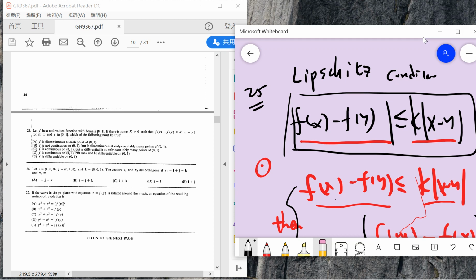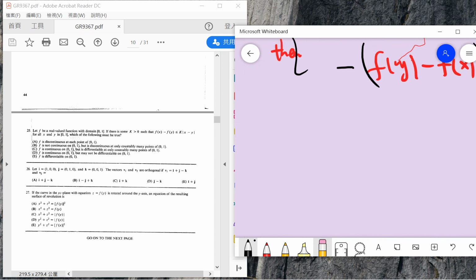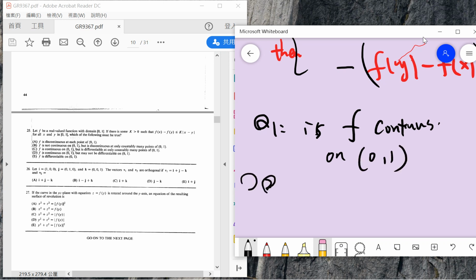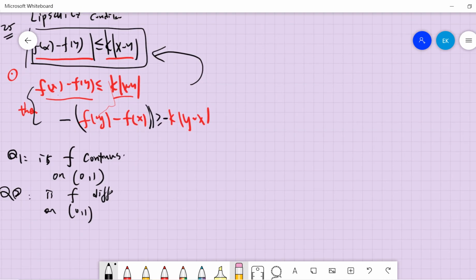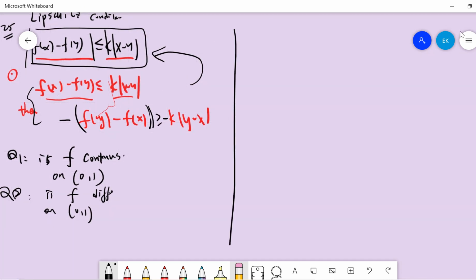So if you see the choices, A, B, C, D, E are just asking about two questions. The first question is: is f continuous on [0, 1]? The second is: is f differentiable on [0, 1]? Okay, so if you have a Lipschitz condition, which one is correct? And I think if you're good at advanced calculus, then you already know the answer. Okay, so Q1 is true.